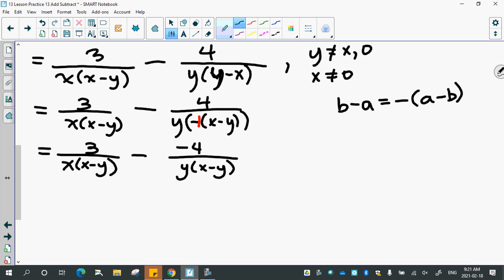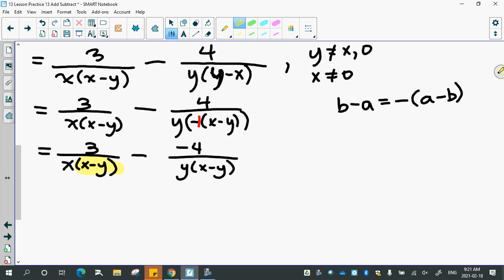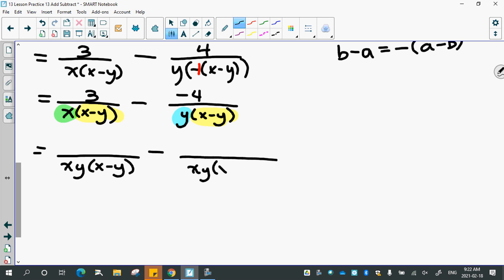All right, so now I'm going to decide on my common denominator because now I can color these both exactly the same. And then I've also got that, and I've got that. So I've got 3 different things for my common denominator. So I'd probably write it as xy times x minus y. Does that make sense to everybody? Okay.